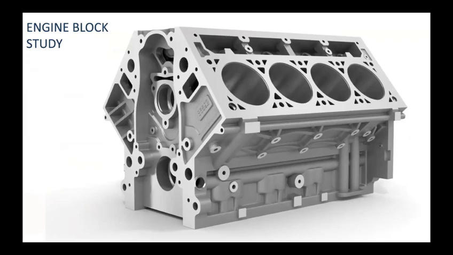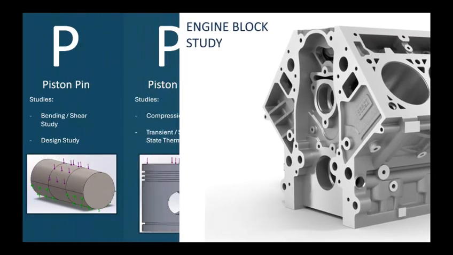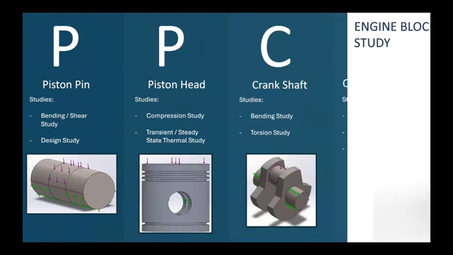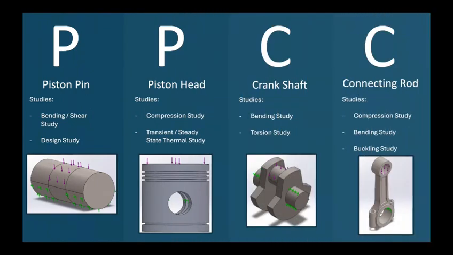Our project focuses on the four main components shown here: the piston pin, piston head, crankshaft, and connecting rod. For each part, we ran appropriate studies such as compression, bending, torsion, buckling, and thermal analysis to replicate real operating conditions inside an internal combustion engine.